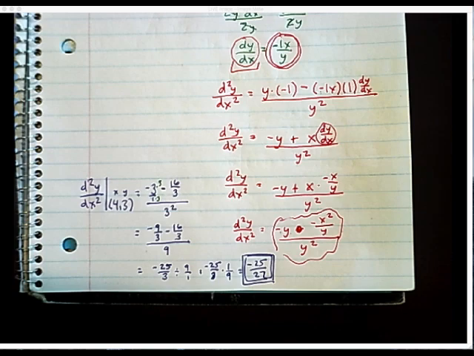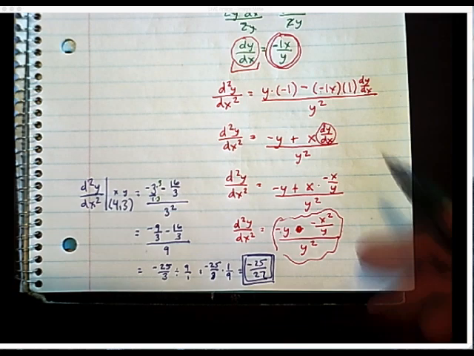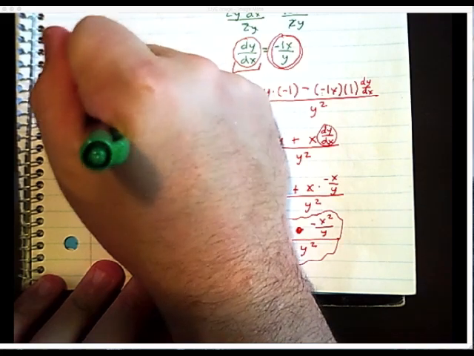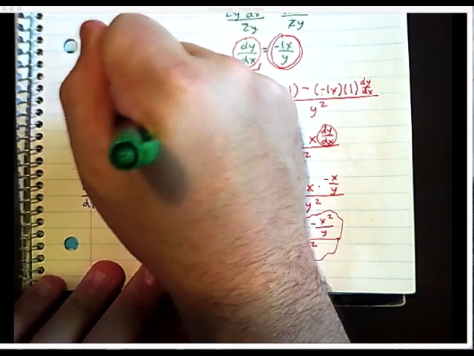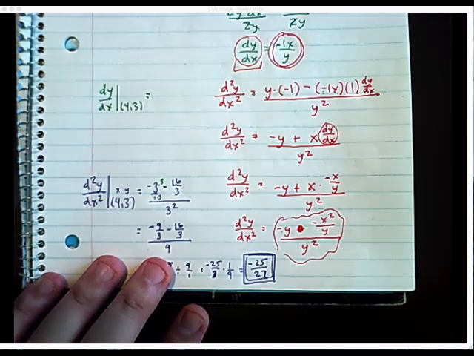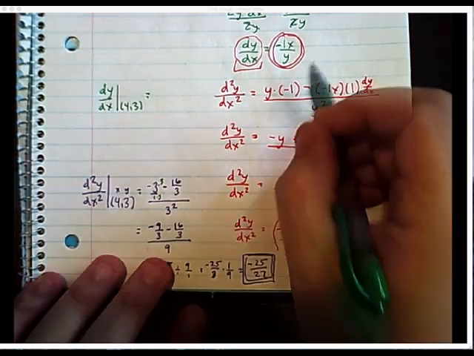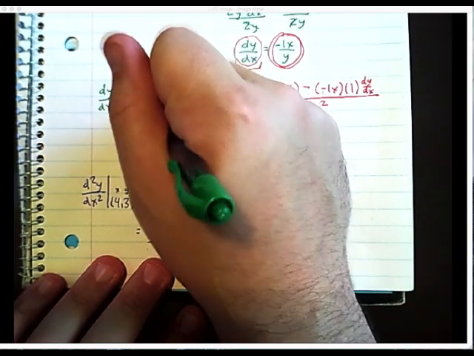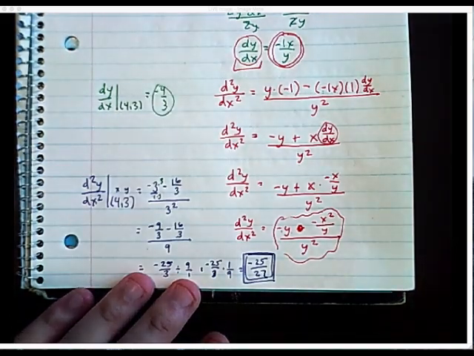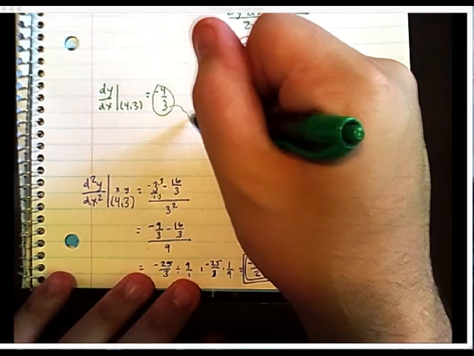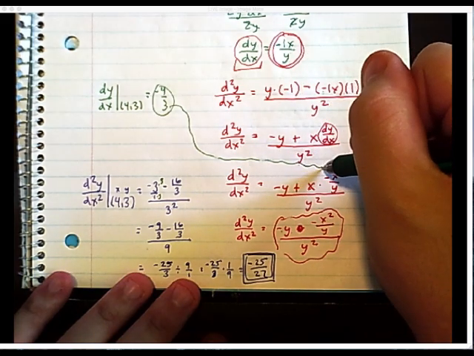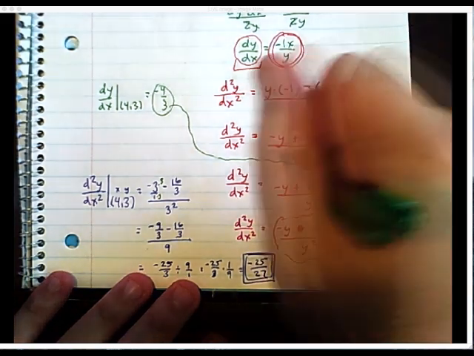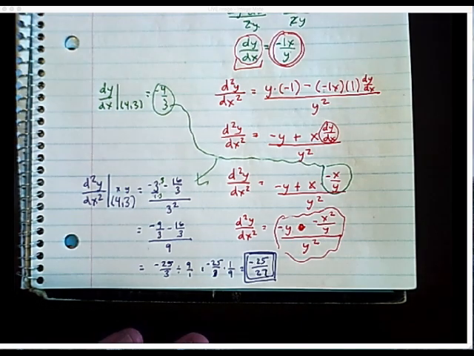Now there's another way you could have done this. You could have actually figured out what dy dx was at 4 thirds. So if I were to plug in 4 there and 3 there, that would just be negative 4 thirds. And then once you found that, when you started plugging numbers in here, you could have plugged negative 4 thirds in for this thing when you were calculating over here. You could have done that.